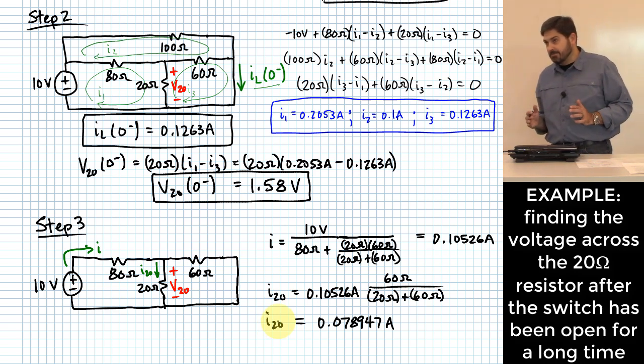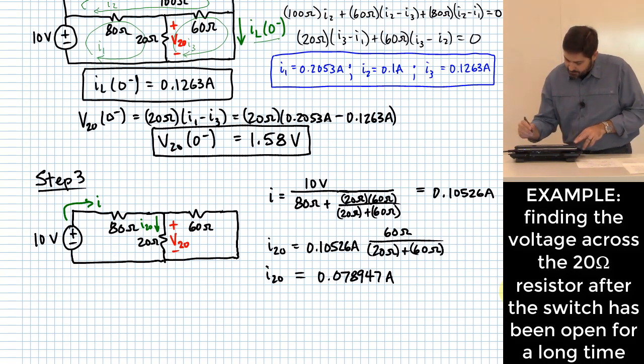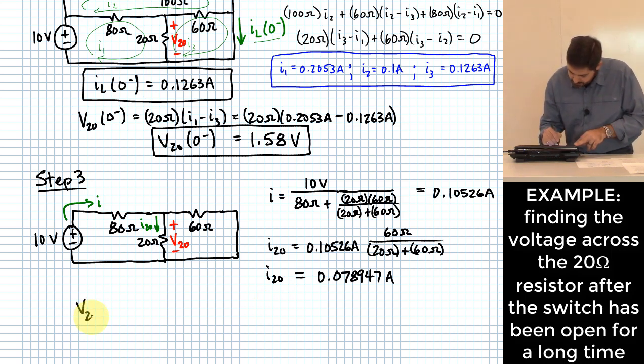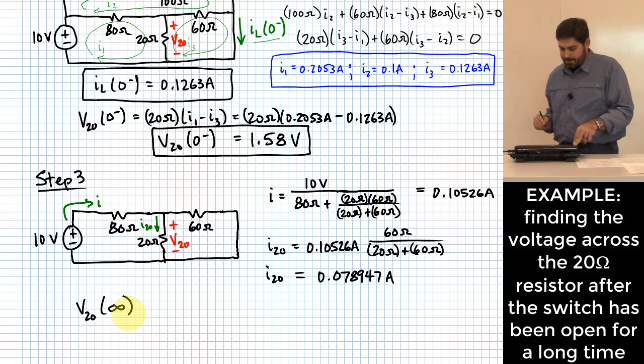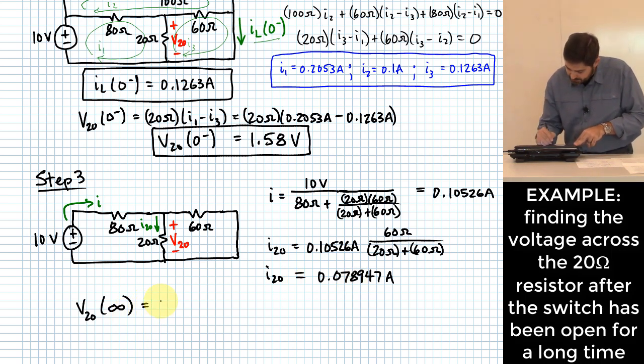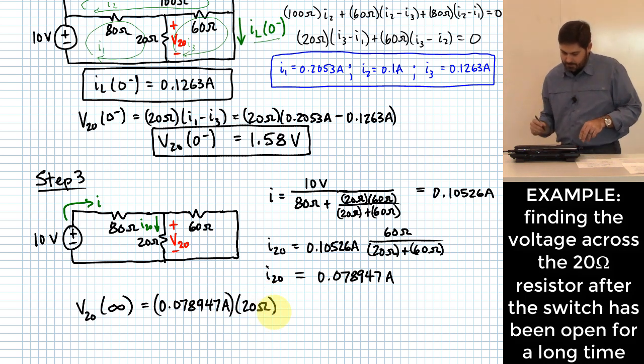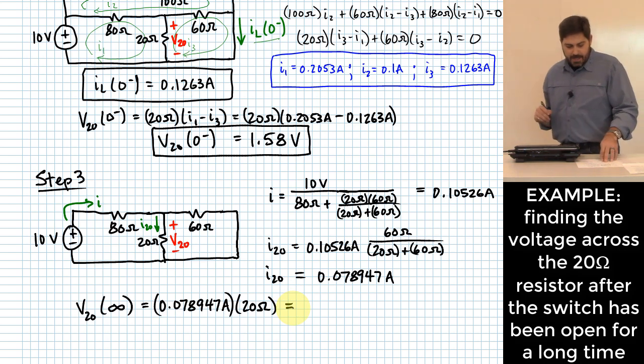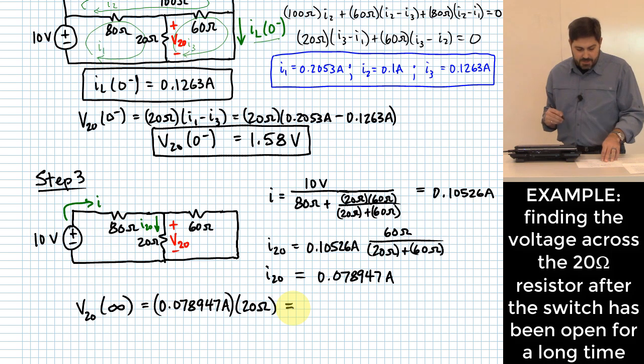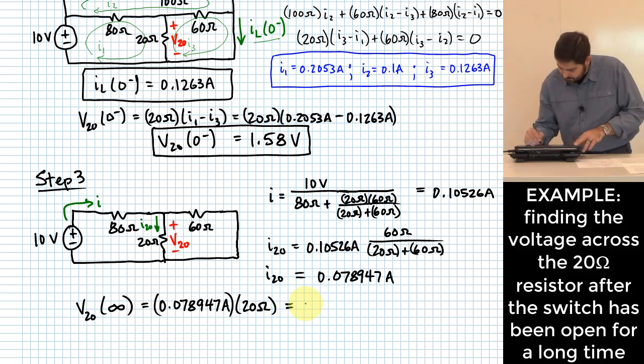Now, is that what I wanted? Still not quite there. What else do I need to do? If I want V20, and this is really what I'm trying to get at, V20 at time equal infinity, what do I do? I take I20 at time equal infinity and multiply it by 20 ohms. That looks to me like it turns out to be 1.5789 volts.